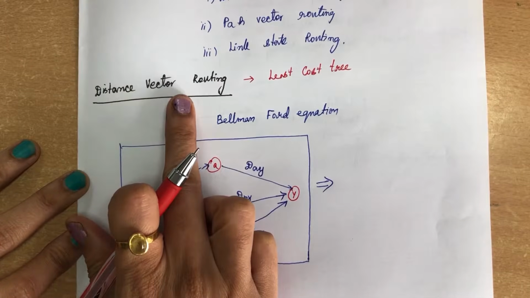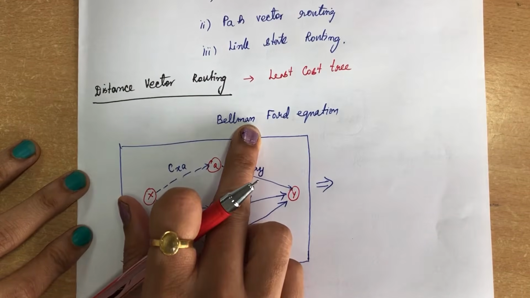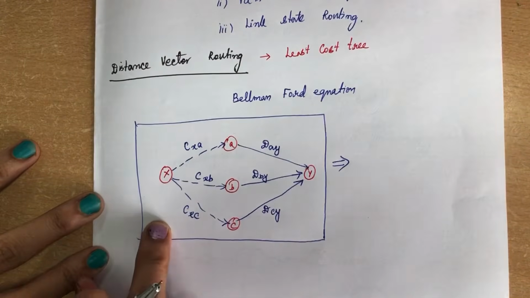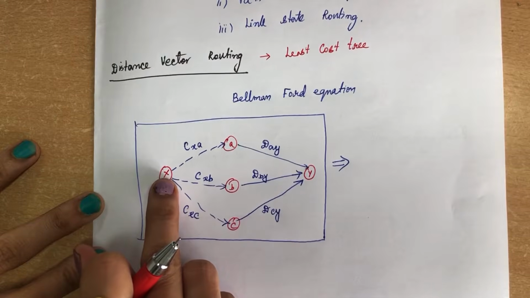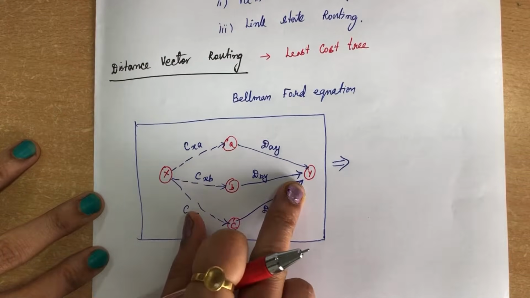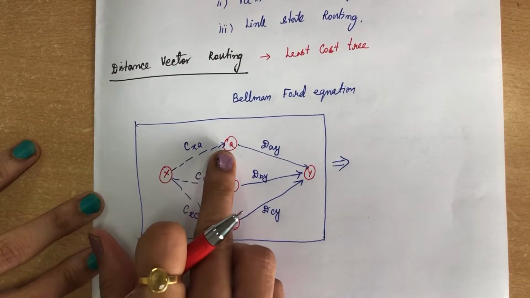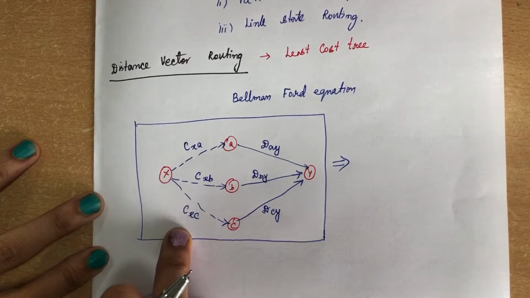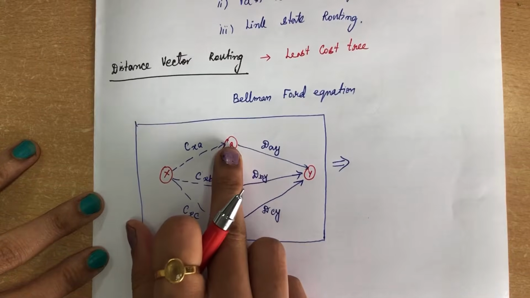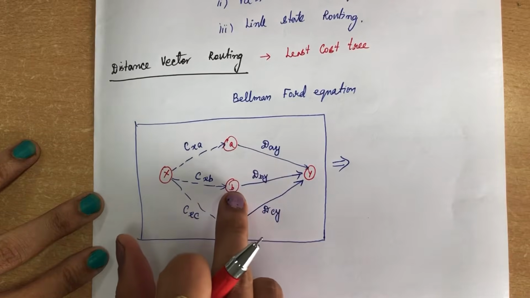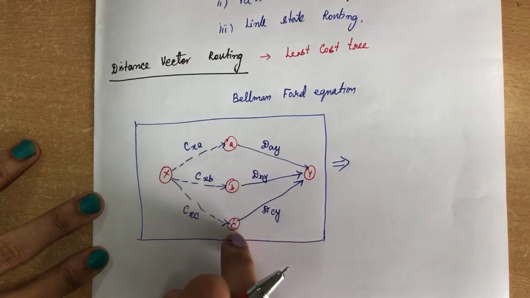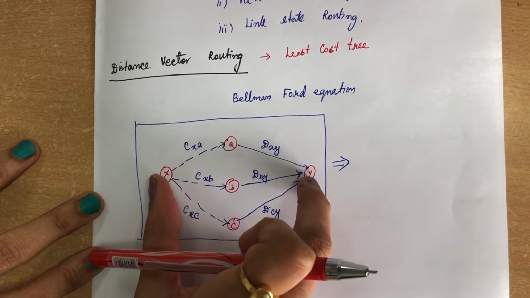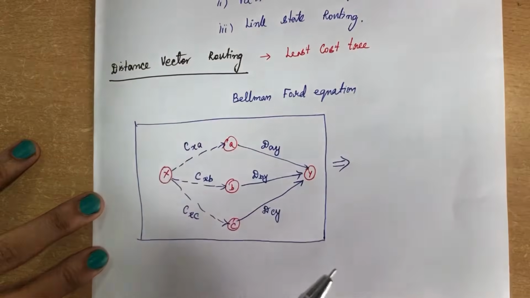Distance vector routing uses the Bellman-Ford equation to find this least cost. For example, if you want to find the least cost between X and Y, the cost involved between X and A is CXA, between X and B is CXB, and between X and C is CXC. The distance between A and Y is DAY, between B and Y is DBY, and between C and Y is DCY. Now we need to find the least cost between X and Y using the Bellman-Ford equation.